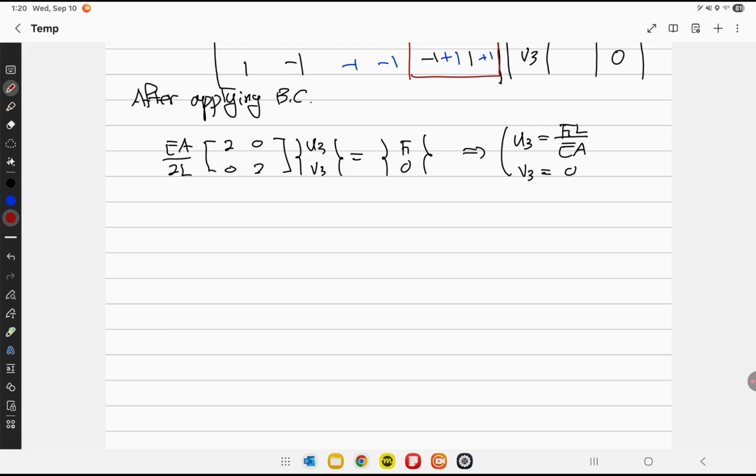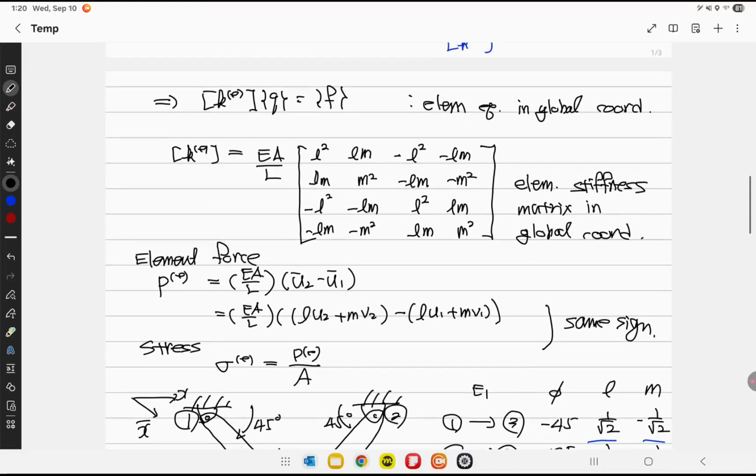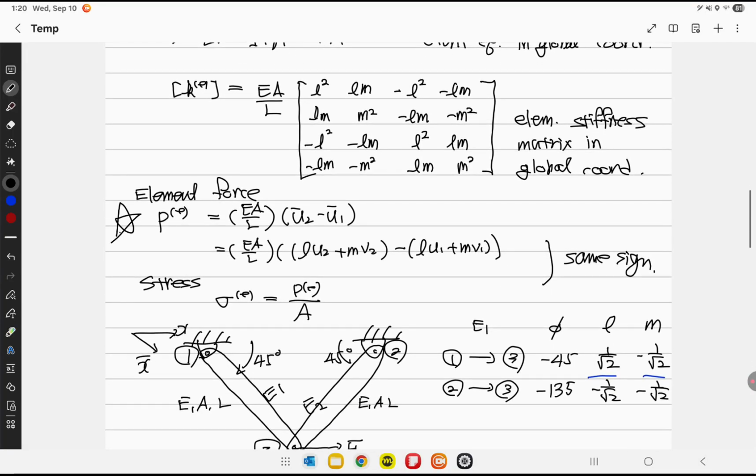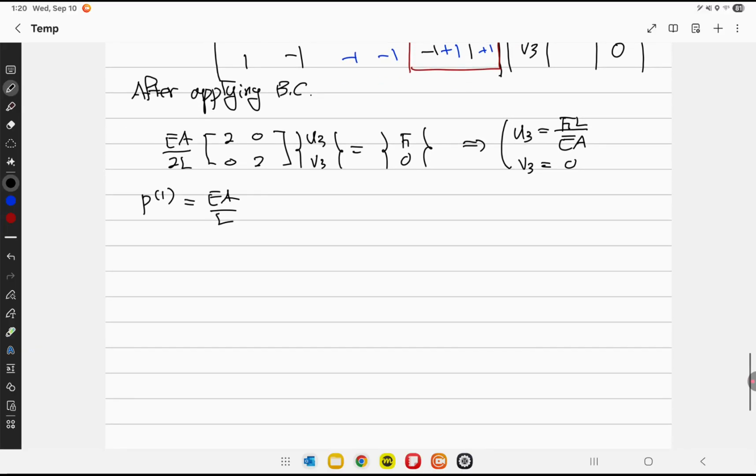Next step is evaluating the element force and element stress in an individual element. So you need to go back to the element. First step is the element force. It's EA over L. So we are talking about this, from the last class. EA over L, either using local displacement, U2 bar minus U1 bar, or in the direction cosines with the global displacement. So I will go with the global displacement.